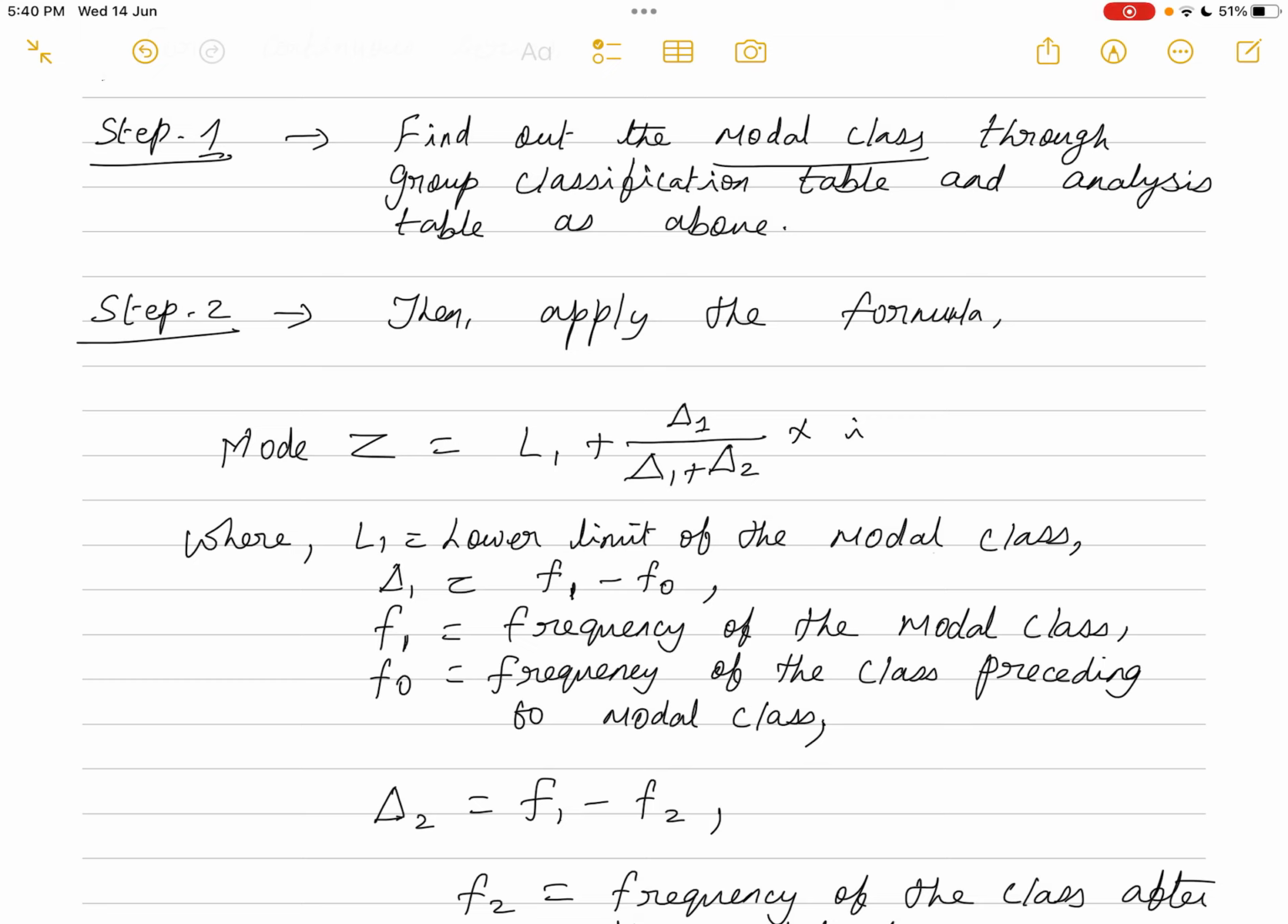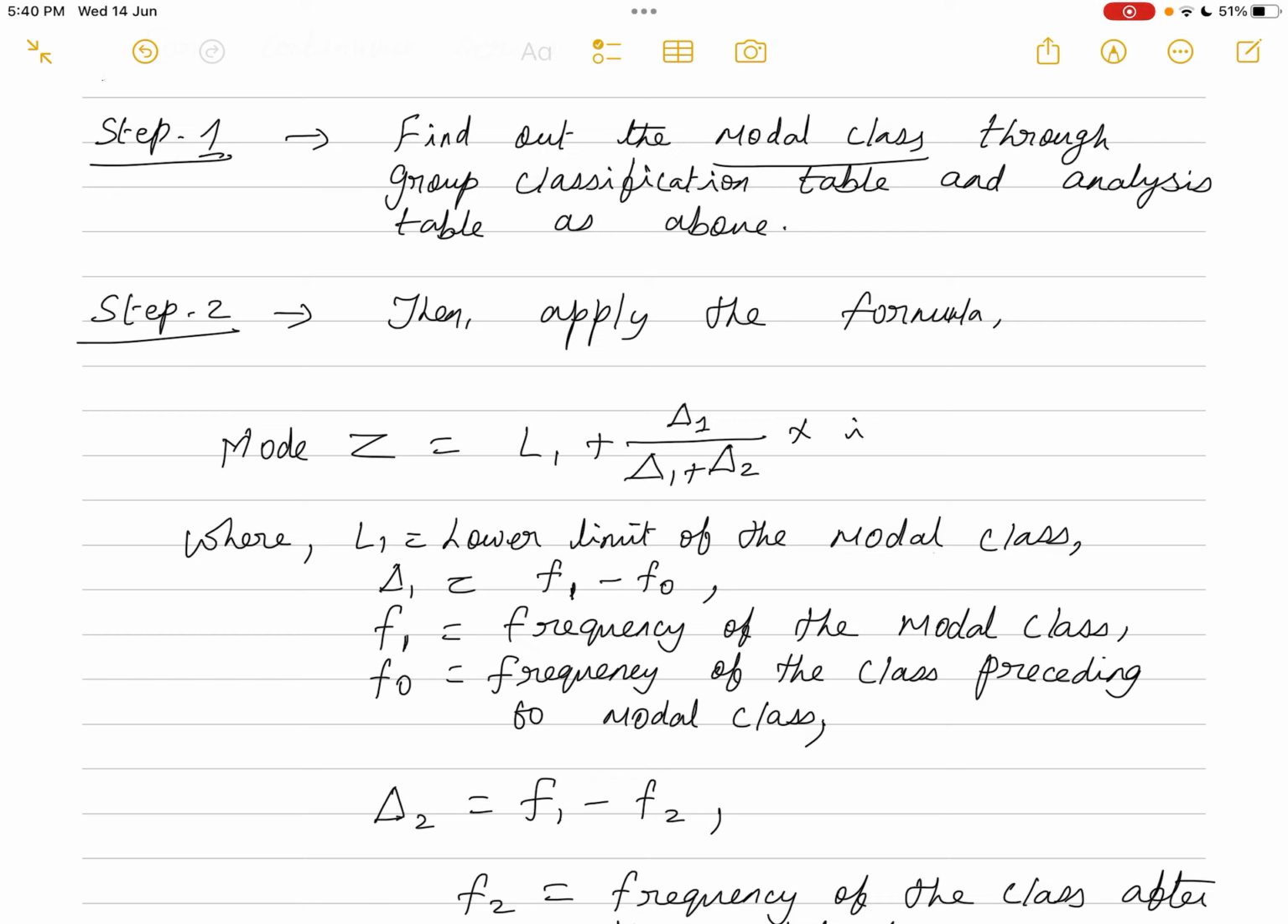Okay. And F0 will be the frequency of the class preceding the modal class. So the previous class, before 60 to 70, is 50 to 60. Whatever the frequency of 50 to 60, that will be F0. Okay, that will be delta 1. So F1 is the frequency of the modal class, that is 60 to 70, and F0 is the frequency of the previous class, that is 50 to 60.